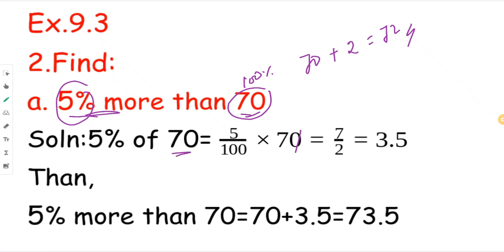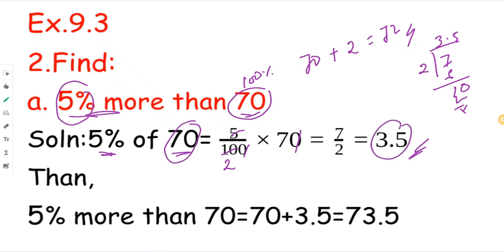I can divide this by 2, then 5 1s are 5, 5 2s are 10. I'll have 7 by 2, right? 7 by 2 simply means if I divide, 2 3s are 6, 1, then 0, then 2 5s are 10, right? So I'm getting 3.5, which means 5% of 70 is how much? 3.5. So now this 3.5 I'll add to this 70. That is how we'll get 5% more than 70.